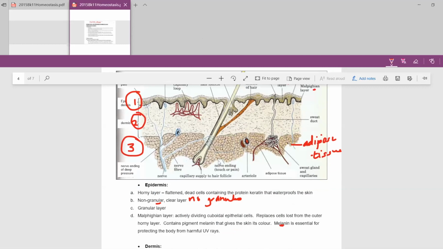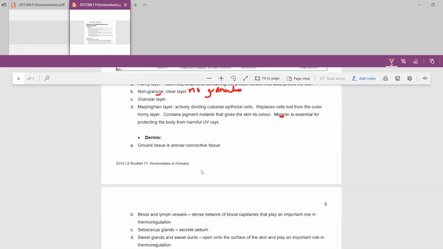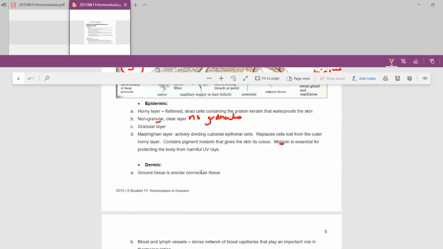And melanin is the pigment in our skin. The more melanin you have, the darker you are. The less melanin you have, the lighter you are. And melanin absorbs harmful UV rays. So that is the epidermis. The dermis, you guys remember from grade 10, that it's made up of areolar connective tissue.